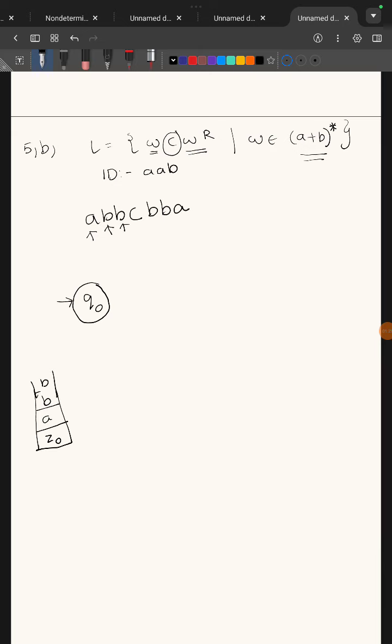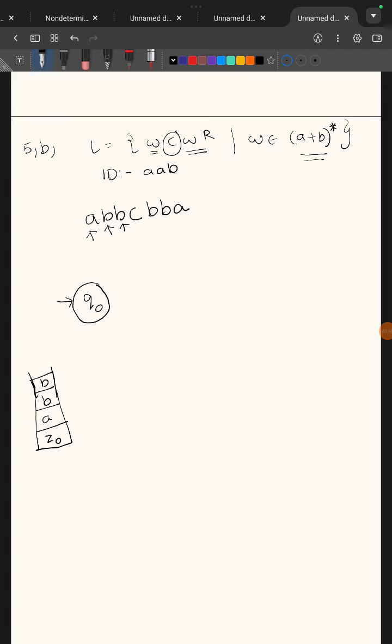What are the basic operations you can do on your stack? You can push, you can pop, or by seeing the symbol you will not do anything to the stack. By just seeing the symbol we will move to the next state. So these are the three things that we can do using the stack operation. Now the first three symbols are pushed inside your stack.